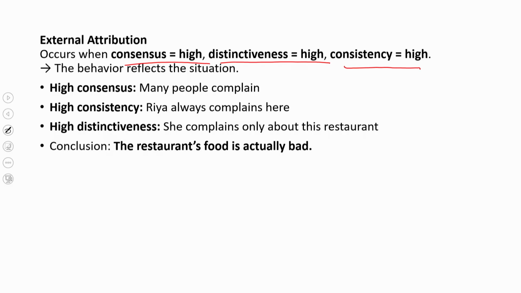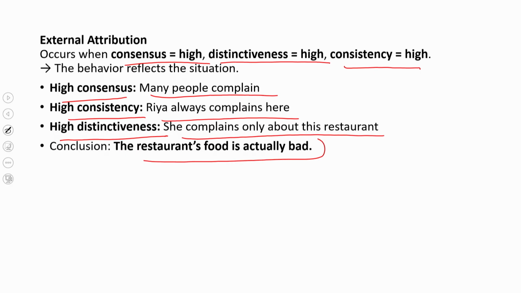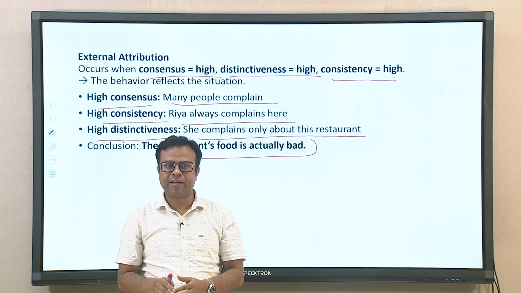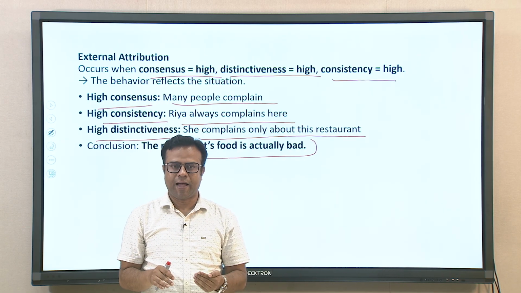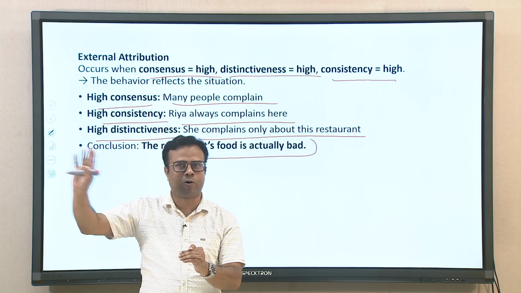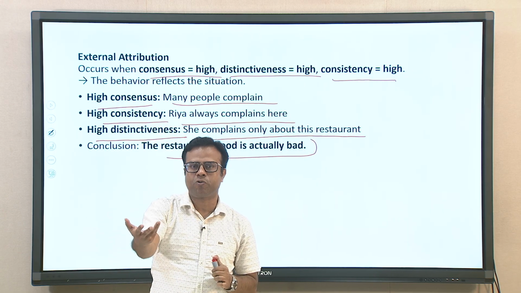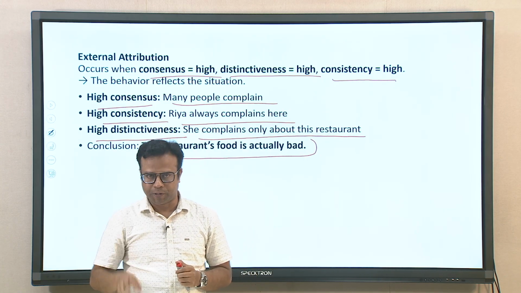For example, high consensus, many people complain about that particular restaurant. High consistency means Ria always complains here. High distinctiveness means what? She complains only about this restaurant. So, the conclusion is that the restaurant food is actually bad, because there is a high consensus, other people are also saying it is bad, not just Ria. Ria is always complaining about it, and it is distinctive, she is complaining only about this, not about other restaurants. So, that means the restaurant has some issues. So, we attribute Ria's behavior to external situations, here the restaurant.